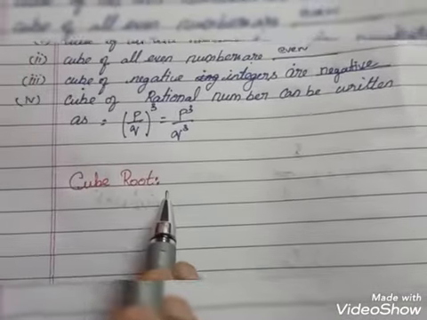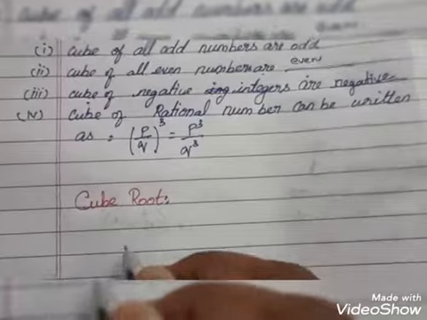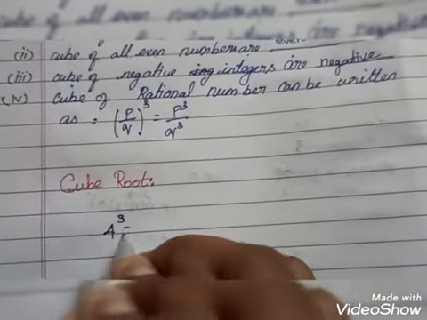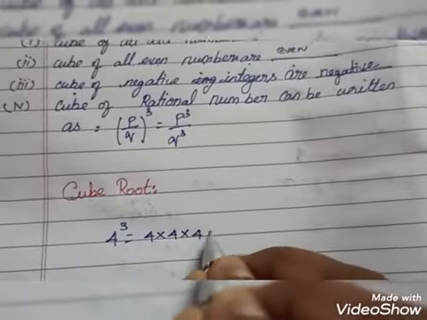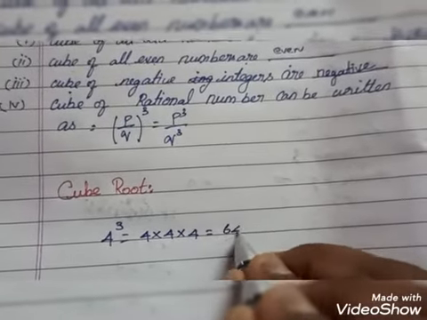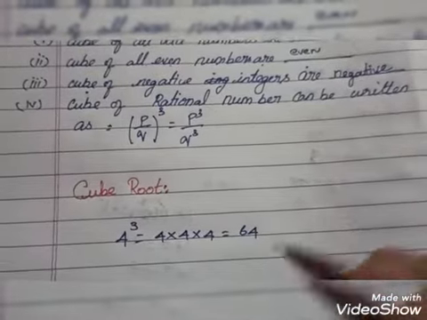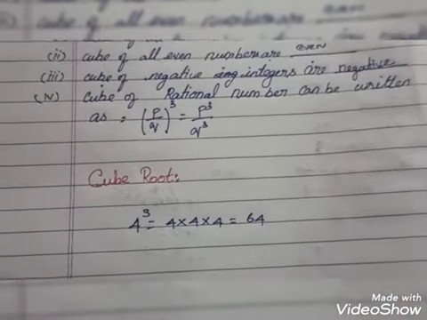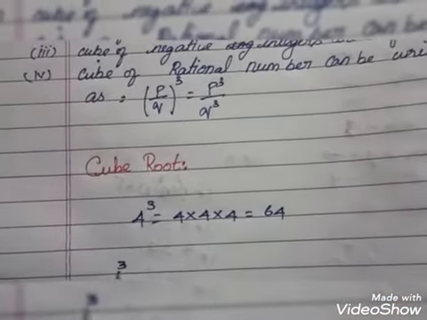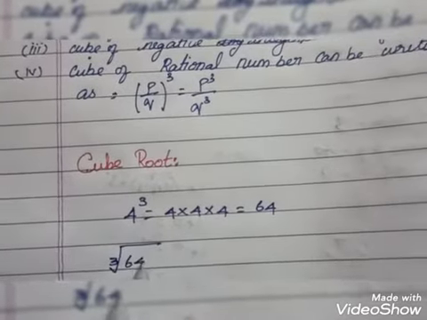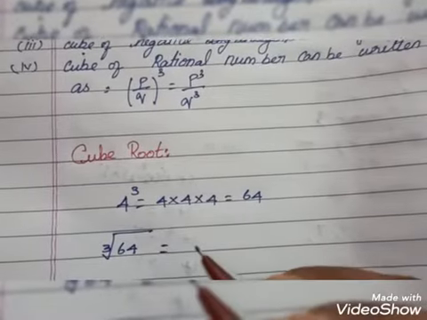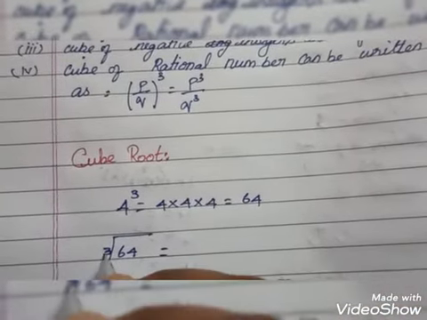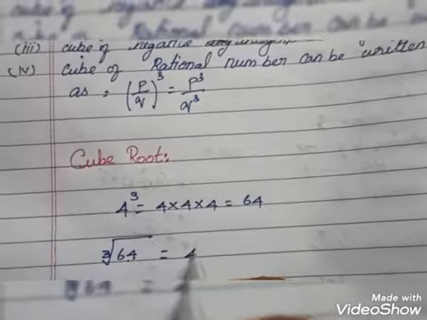So today we have to learn about cube root. What is meant by cube root? For example, 4 cube: how can you write this? 4 into 4 into 4, it becomes 64. In the same way you can take the cube root. Cube root means the reverse order. So the cube root of 64 is nothing but 4.